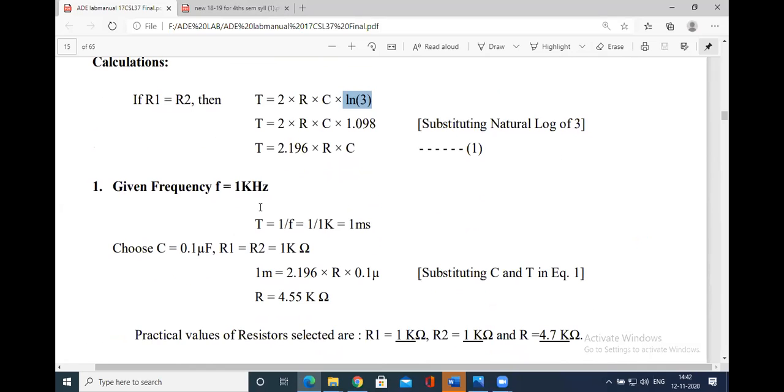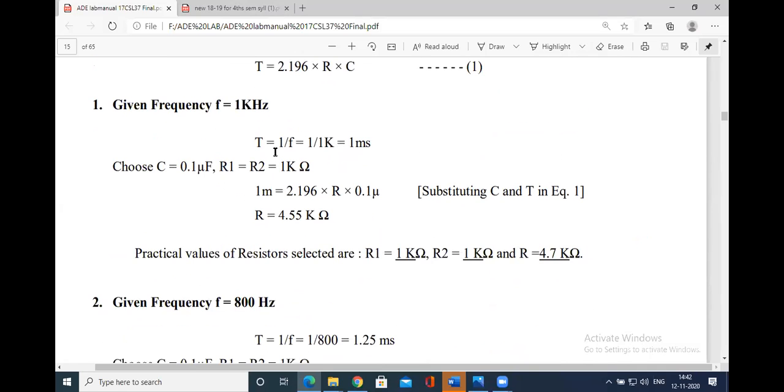Let us move on. Given the frequency 1 kilohertz, calculate the time period. All of you have this lab manual, so you can proceed further with this. You calculate the value of R. But this is a theoretical value, 4.55. We don't have a practical value of exactly 4.55, so what do we do? We select a nearby value, 4.7 kilo ohm. Fine. So we have 1 kilo ohm, 1 kilo ohm, and we have selected 0.1 microfarad as the value of the capacitor. This is the first experiment that we have to do.